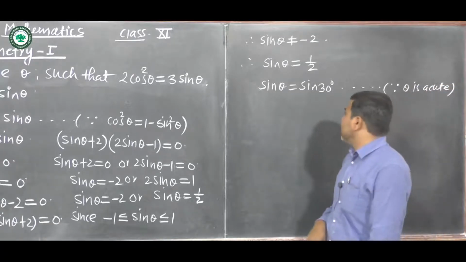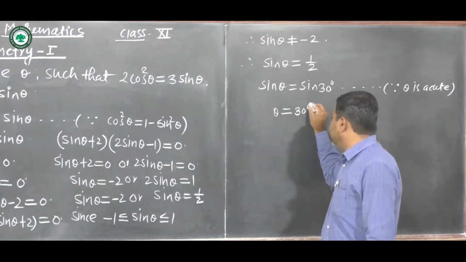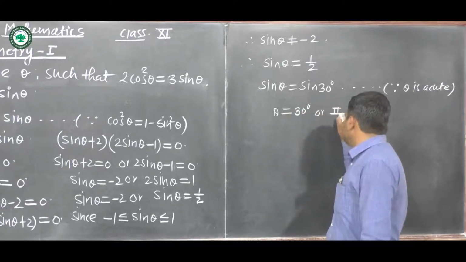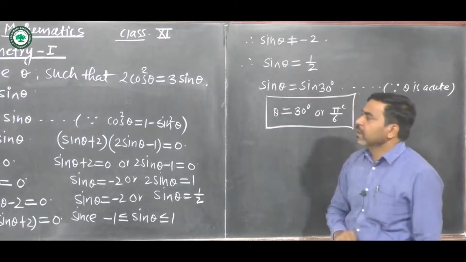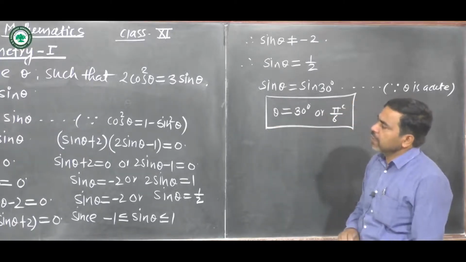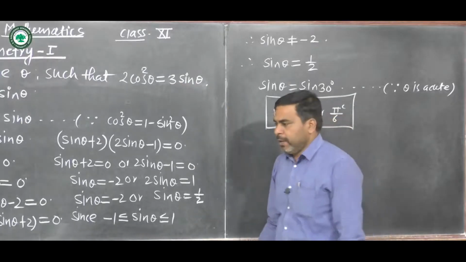So sine theta is equal to sine of 30 degrees, so theta is equal to 30 degrees, or pi by 6 radian. So this is the value of theta, the acute angle theta which satisfies this equation. Okay, next question.